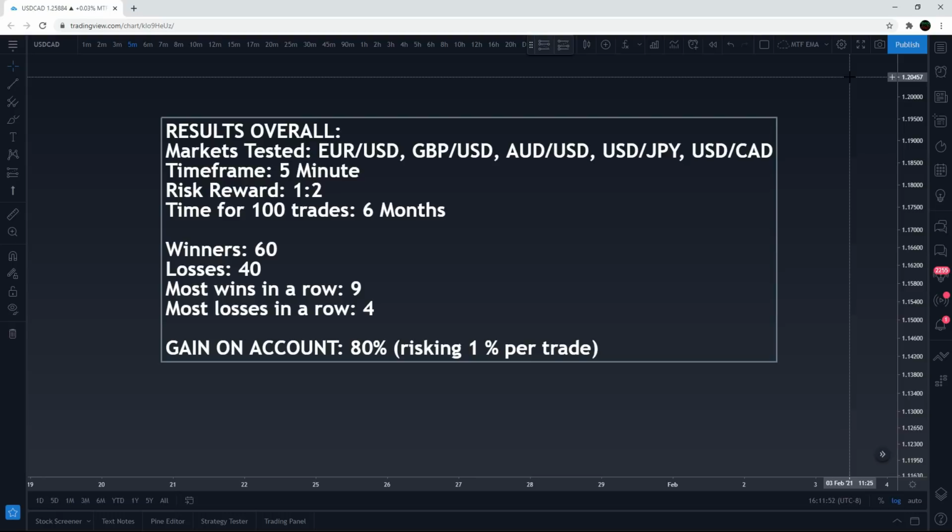So you know what that means. If you risk 2% per trade, you make 160% on your account over the series of 100 trades, not including fees and spreads, which is a big factor. So you do need to account for fees and spreads as well when you do your own backtesting. But anyway, this one was very good.